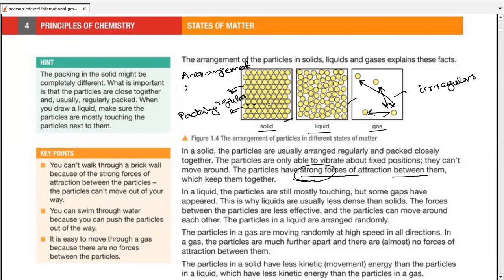So the packing in solid is usually explained as close packing. What's important is that the particles are close together and usually regularly packed. When you draw a liquid, make sure the particles are mostly touching the particles next to them, but at the same time they have some more spaces in them like this, and you might have drawn the liquids successfully, right? So this explains the difference in how you're supposed to draw solids and liquids.